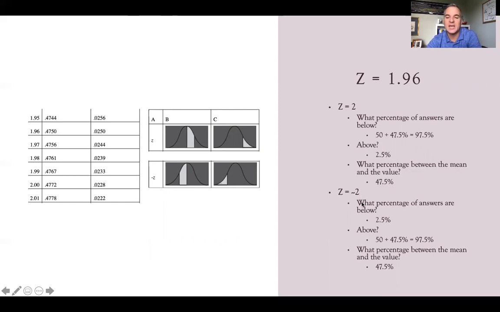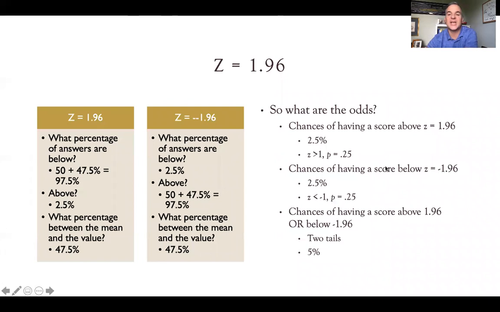And then the same thing with -1.96. 97.5% of answers are above Z equals -1.96, and 2.5% of responses are below Z equals -1.96. So this gives us our odds. The chances of having a score above Z equals 1.96 is about 2.5%. For Z greater than 1.96, there's a P of 0.025. For Z of -1.96, P is equal to 0.025 again.